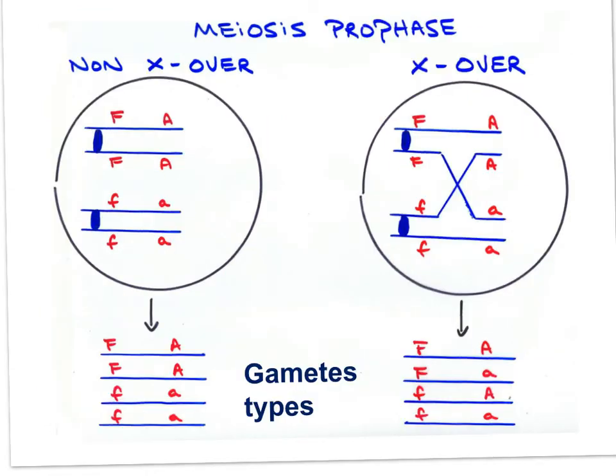In this image, I've turned the chromosomes 90 degrees. On the left, the homologous pair is shown with no crossover having occurred. There are 4 chromatids. Each chromosome has 2 chromatids. This is the centromere. Notice that there are only 2 different genetic chromatids. There's been no crossover. Thus, among the gametes, there are only 2 genetic types.